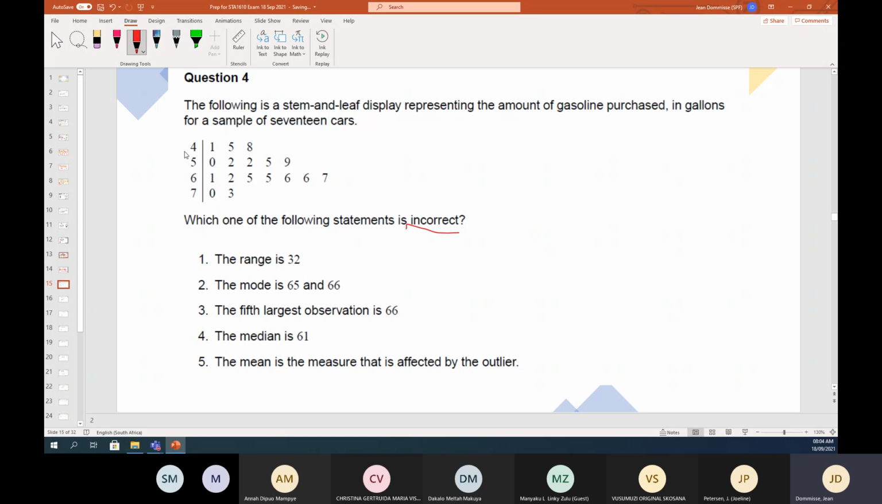So basically, to work out the range, we look at the biggest number, which is 73. We subtract the smallest number, which is 41. So your range is 73 minus 41, which is 32. So that one is correct. We need to look at the next one.